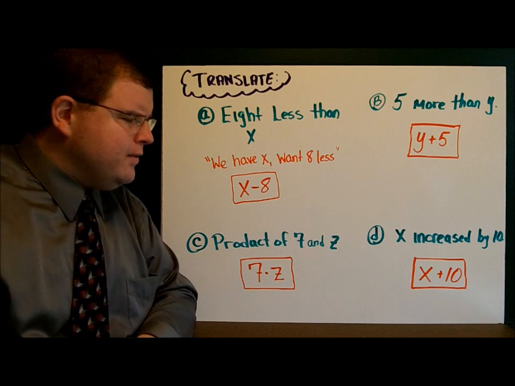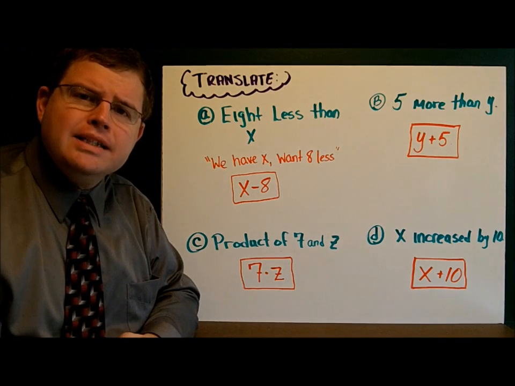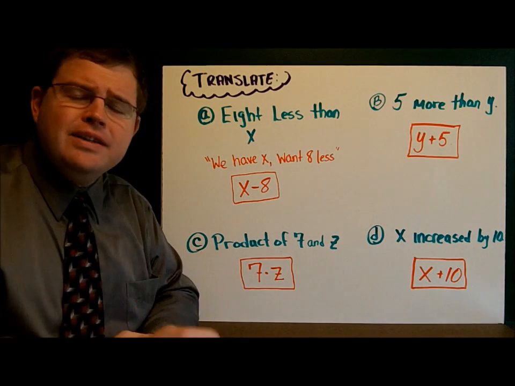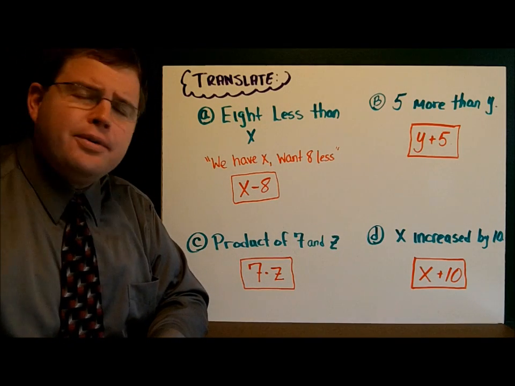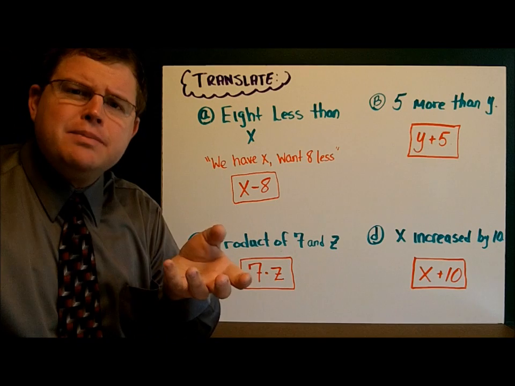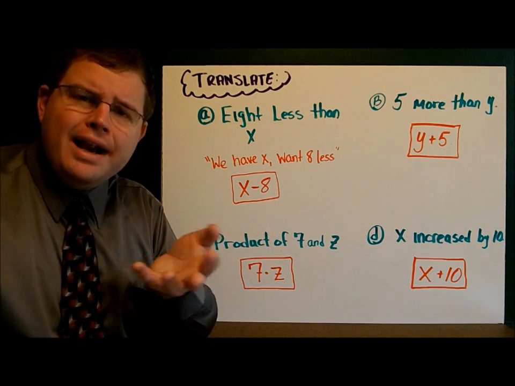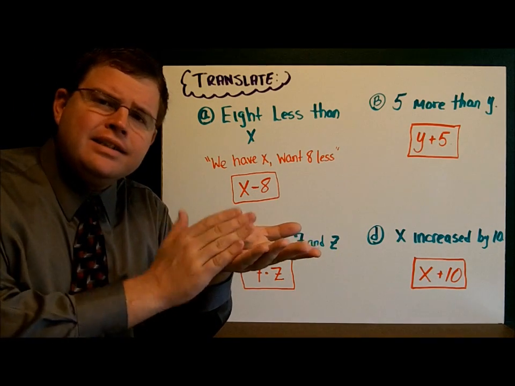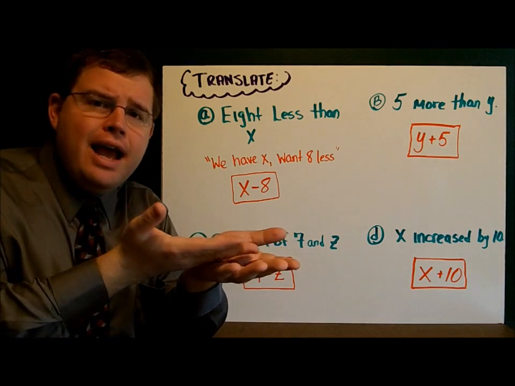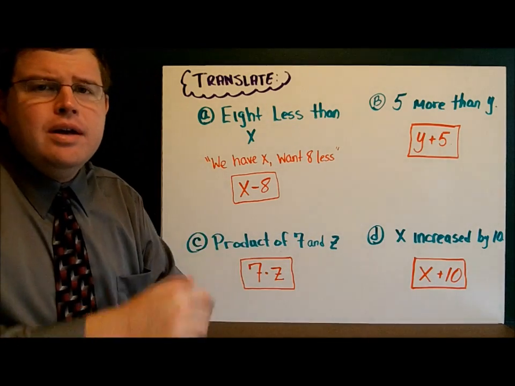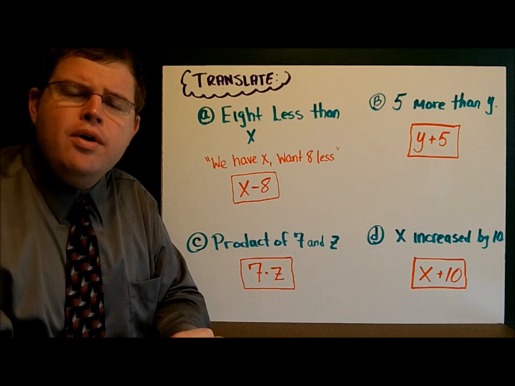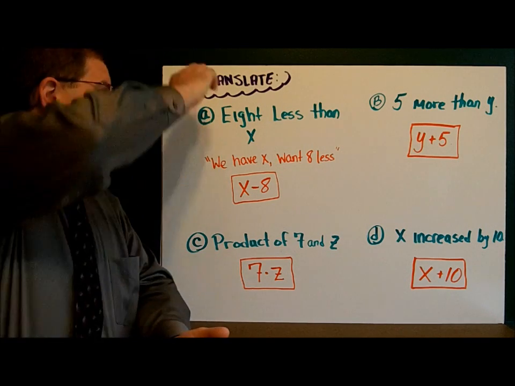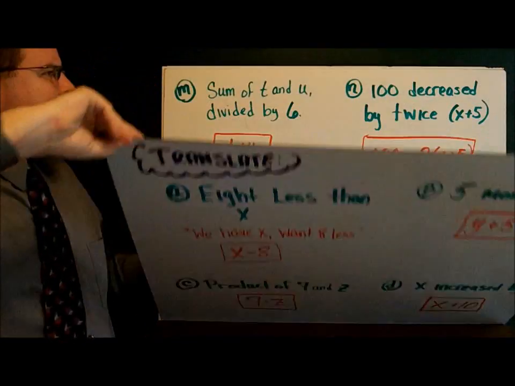C, the product of 7 and z. Product is multiplication, so it's 7 times z. D, x increased by 10. Increased by means it's getting larger. We're adding to it. We had x, we're increasing it by 10, x plus 10. These are some basic problems here. Now, let's look at a couple more that are a little more challenging. All right, let's jump ahead to m and n.